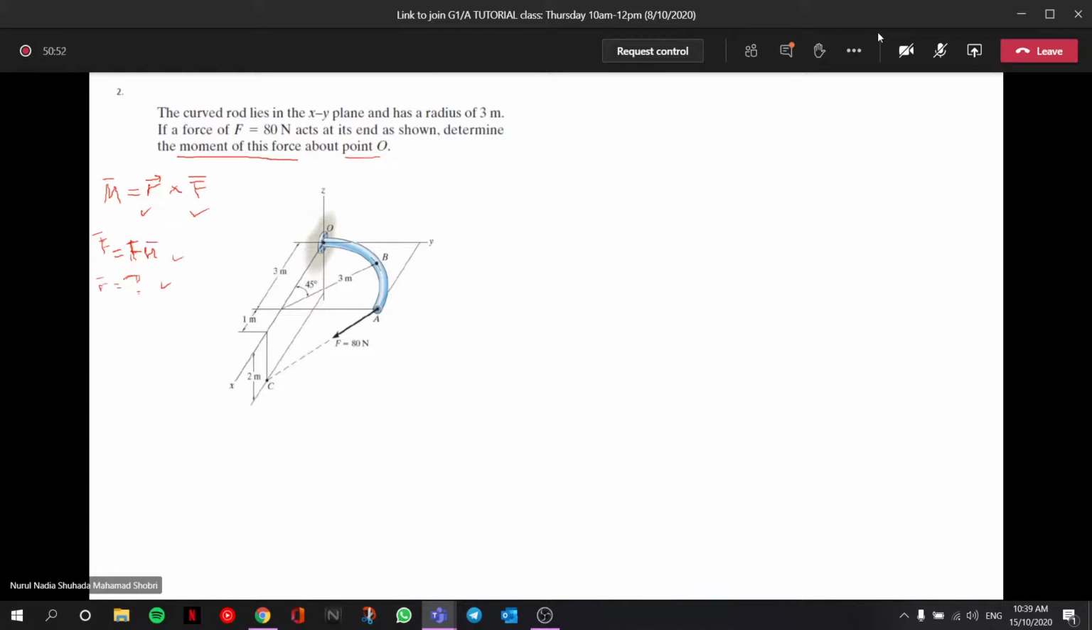For question number 2, Chia asks whether we need the unit vector. For the value of the moment, yes, we need to find it in terms of a vector because it asks for the moment of this force. So you have to define the value of the force in the x-axis, y-axis, and also z-axis. That's why we need to find the moment in terms of Cartesian vector.